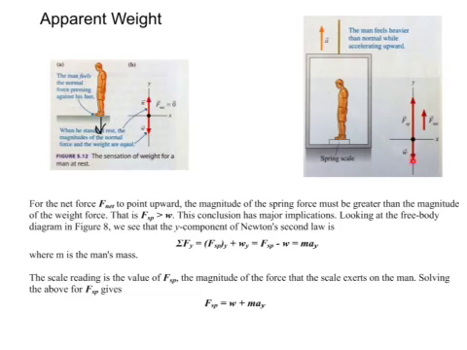If we look at this free body diagram, we see that the y component of Newton's second law becomes this right here. Our net force is equal to the mass times the acceleration in the y direction, where m is the person's mass. The scale reading is the value of that spring force, the magnitude of the force that the scale exerts on the person. So solving for this spring force will give us his weight plus may.